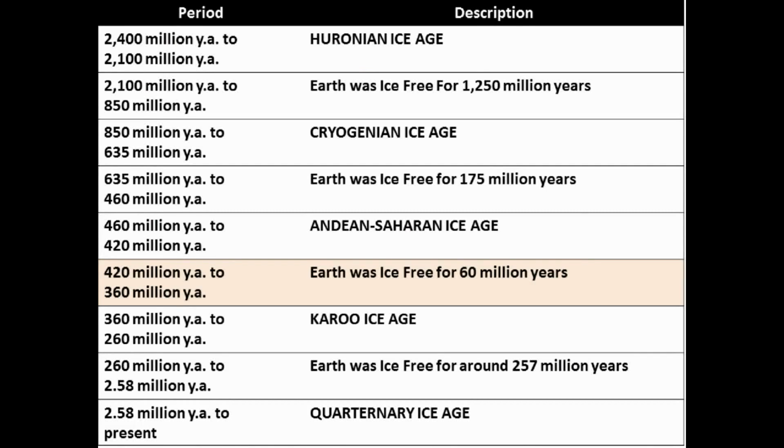The Andean-Saharan Ice Age was followed by 60 million years of warmer climate conditions, where again the planet was to a large extent free of ice. Insects, seeds and genuine amphibians evolved during these clement conditions. This helped life to recover from the earlier extinction event. This warm climate terminated when the Earth transitioned into the Karoo Ice Age, 360 million years ago. This Ice Age lasted 100 million years, ending 260 million years ago.